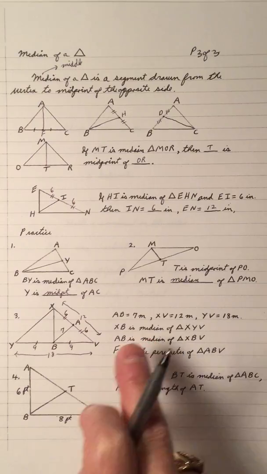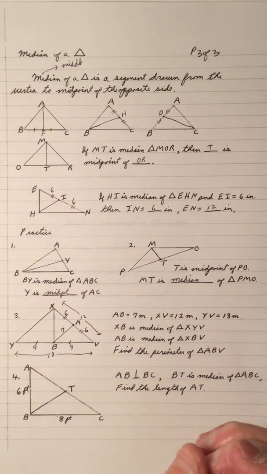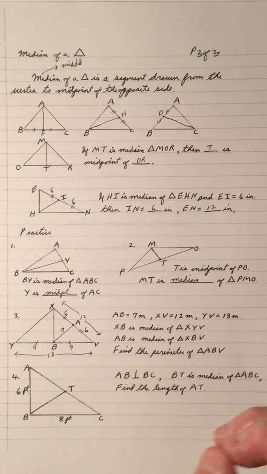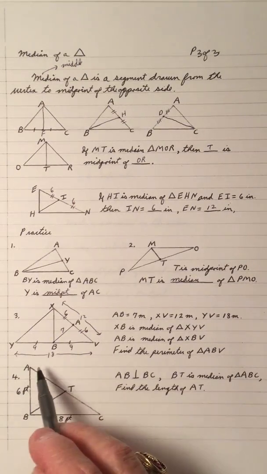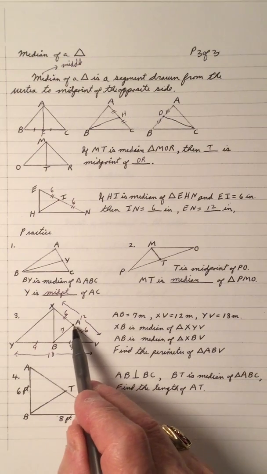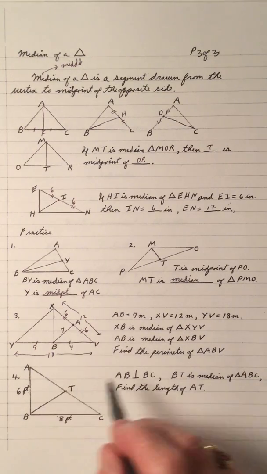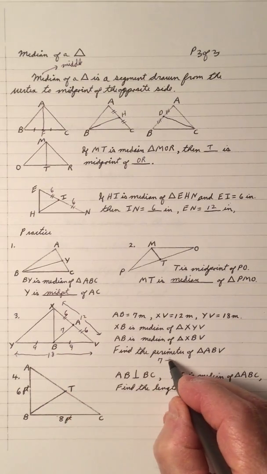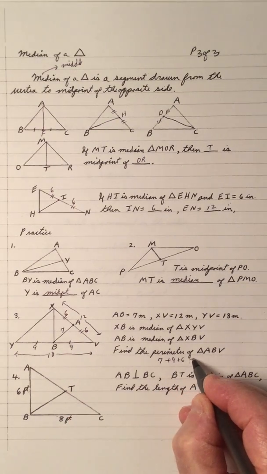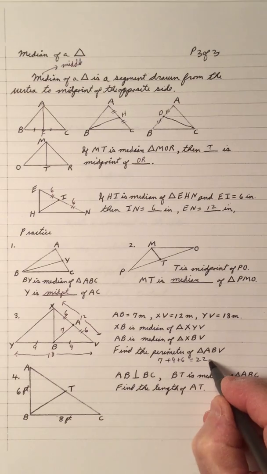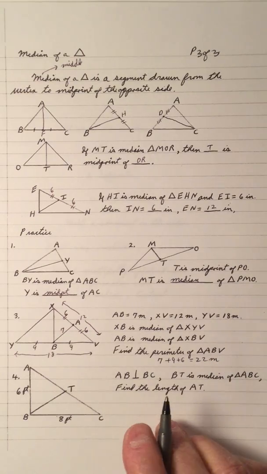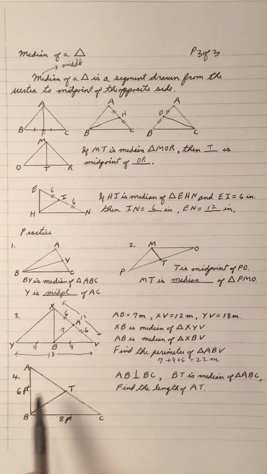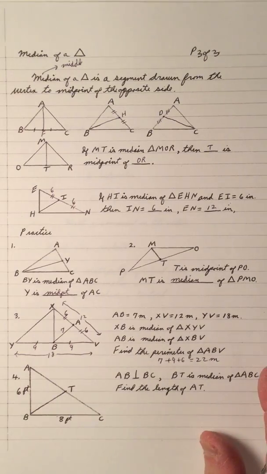A median going to the midpoint means a median is really a segment bisector, because it's passing through and cutting it in half. Find the perimeter of triangle ABV. So the perimeter is 7 plus 9 plus 6. And that gives you 22. So the official answer is 22 meters. But you're working your way around the triangle.